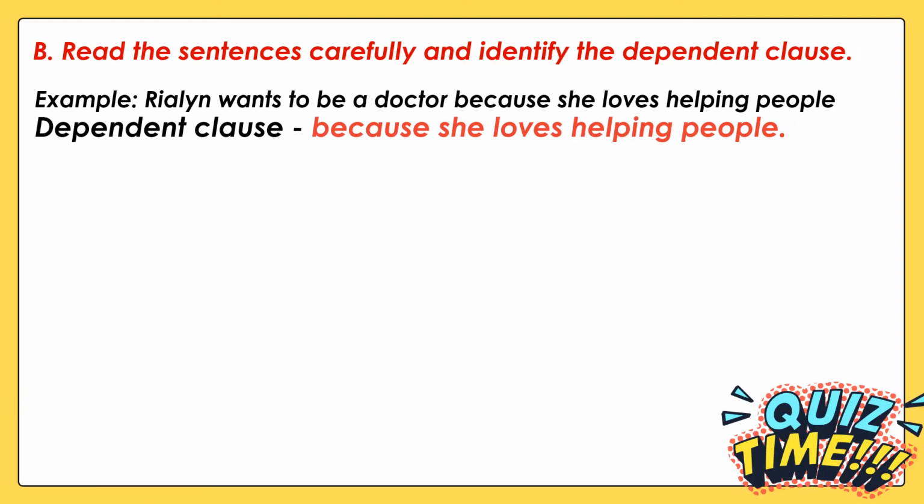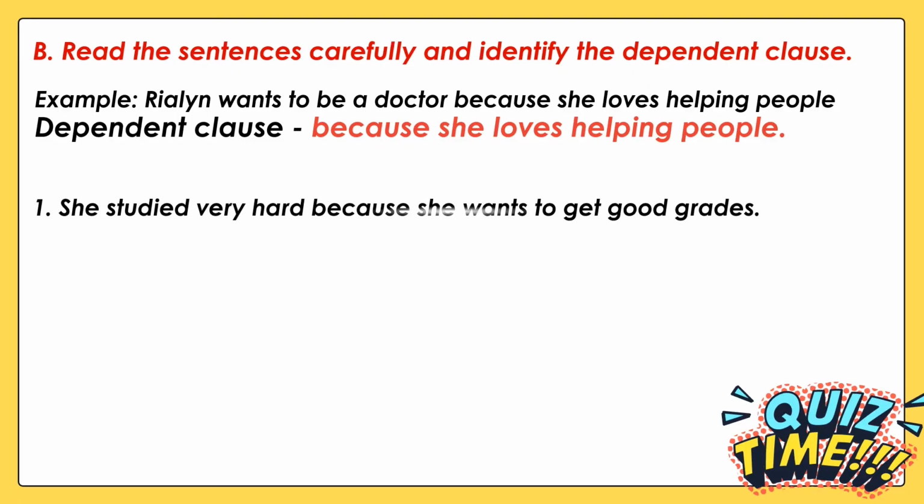Activity letter B. Read the sentences carefully and identify the dependent clause. Example: Rialyn wants to be a doctor because she loves helping people. The dependent clause is because she loves helping people.